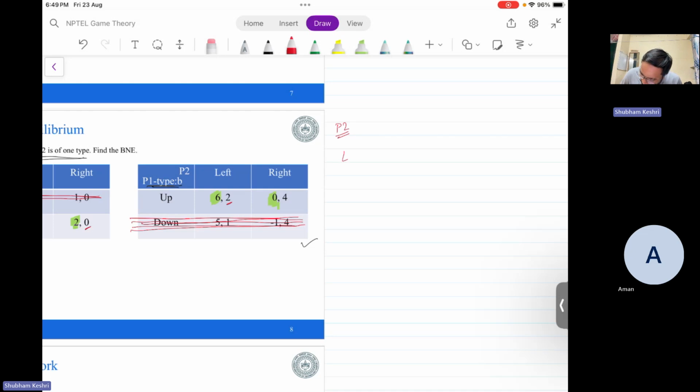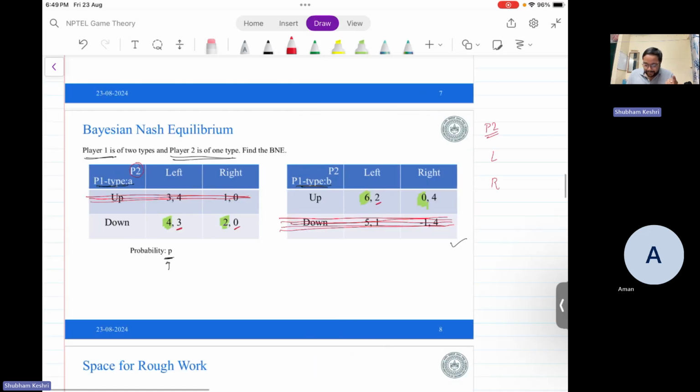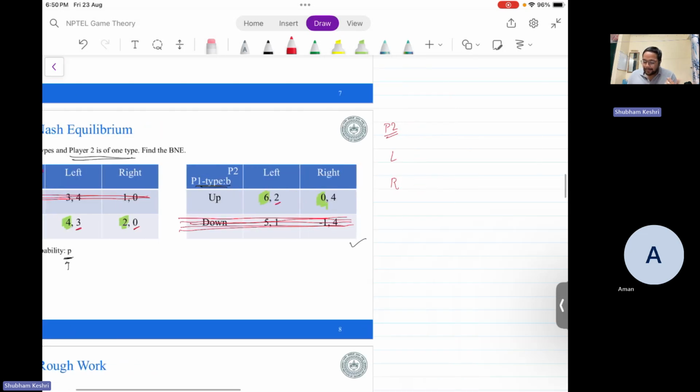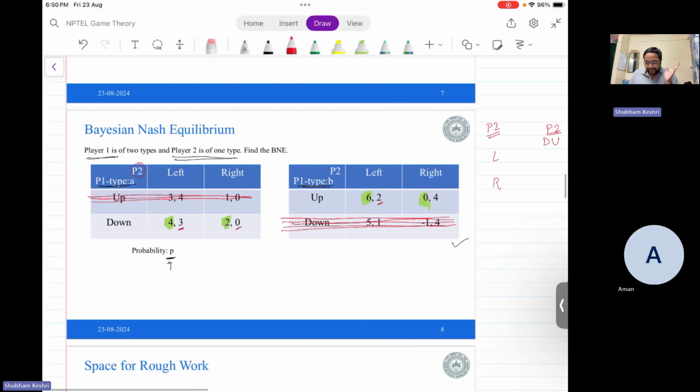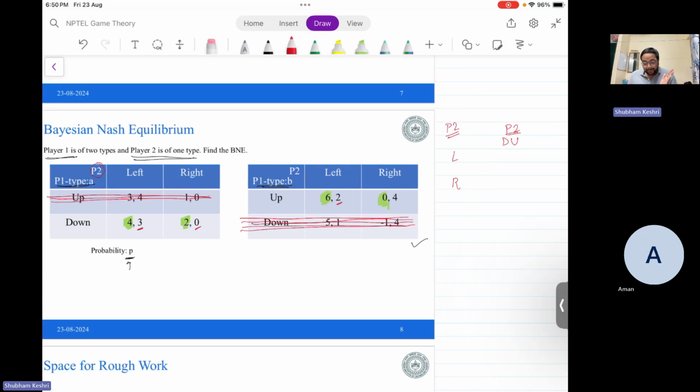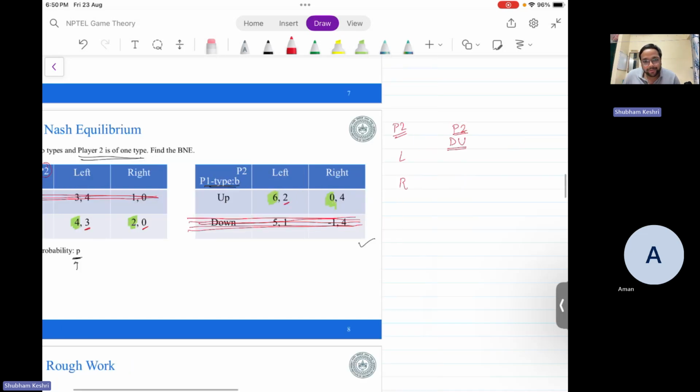So player 2 has two strategies, left and right. Now, player 1A will play down because there is no other strategy, and player 1B will play up. So there is only one combination, down and up. There are no other combinations to consider for player 2.